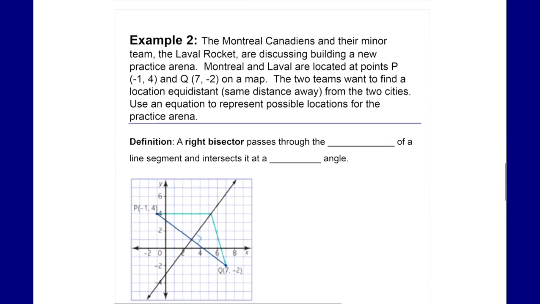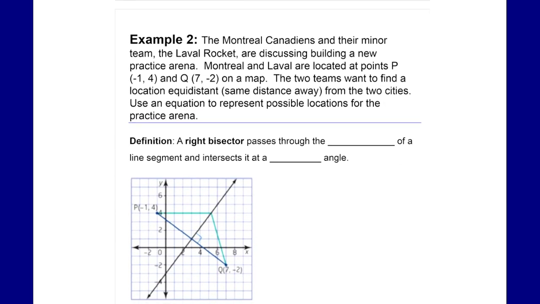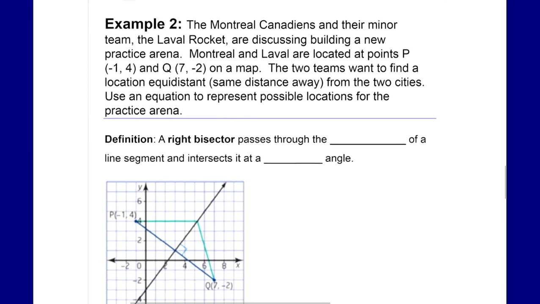Next question is a little bit similar. We are going to be using these components to look for something unique, a specific geometric property. The Montreal Canadiens and their minor team, the Laval Rocket, are discussing building a new practice arena. Montreal and Laval are located at points P(-1, 4) and Q(7, -2) on a map. The two teams want to find a location equidistant, or the same distance away, from the two cities. Use an equation to represent possible locations for the practice arena.